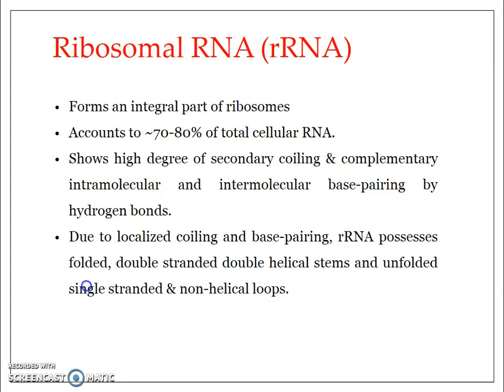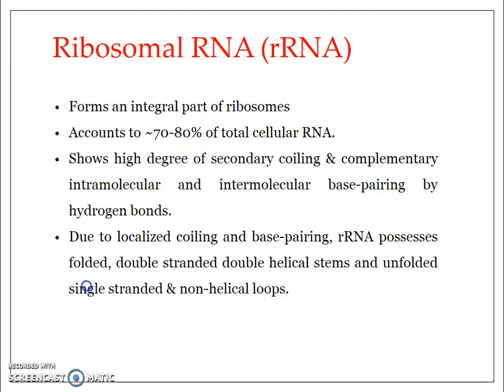And these two together complex to form the ribosome, right? And this ribosome acts as a machinery for the synthesis of proteins. That is, it acts as a platform where translation of proteins takes place from the mRNA template. Okay, it accounts for about 70 to 80% of the total cellular RNA, and it shows a very high degree of secondary coiling, complementary intramolecular and intermolecular base pairing by hydrogen bonds.